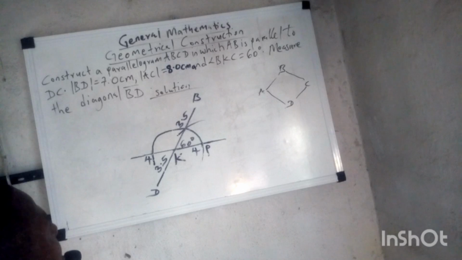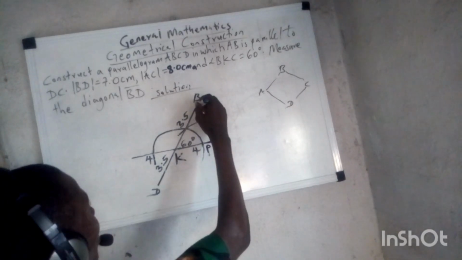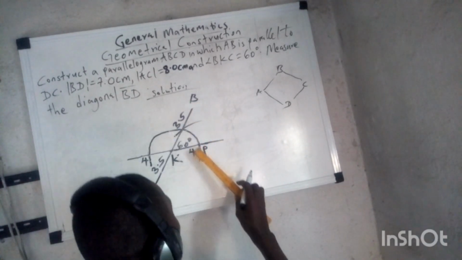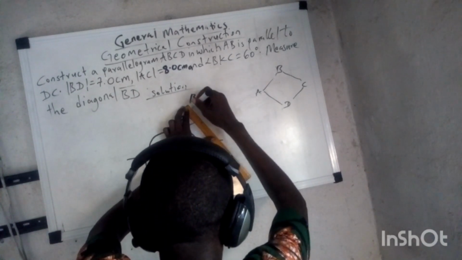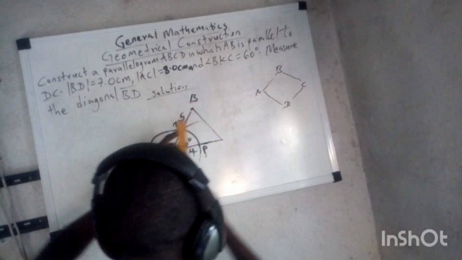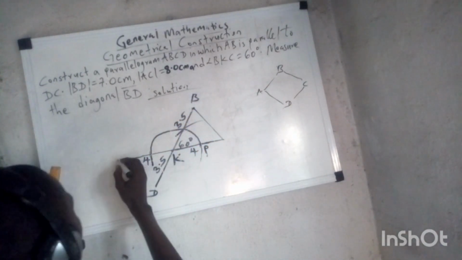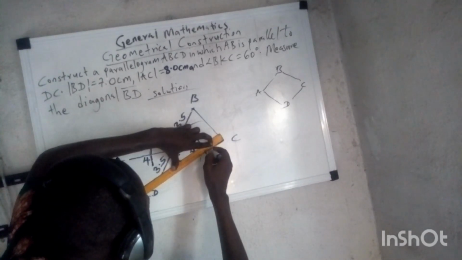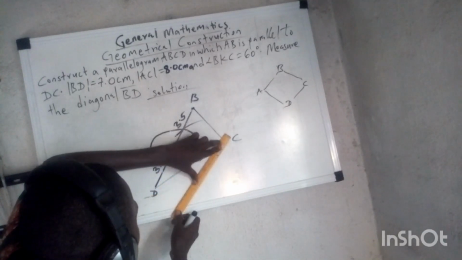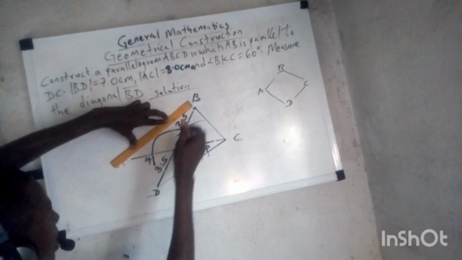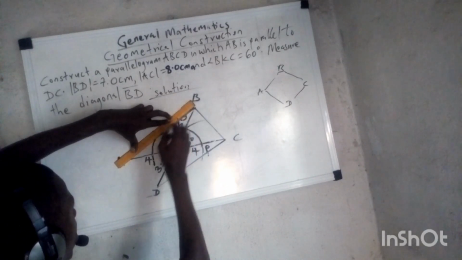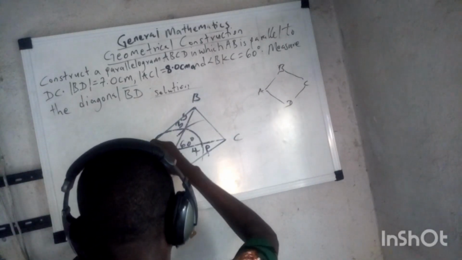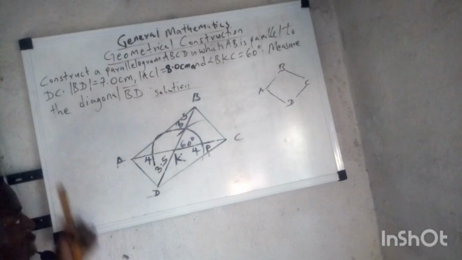So what do we need to do now? You just join up the lines from B, making use of your ruler. So the ruler is important. I'll be making use of the ruler to join up. You join up this to this. So this is A and this is C. Let's join up this side. You still need to join up this to this. So we're able to join up.